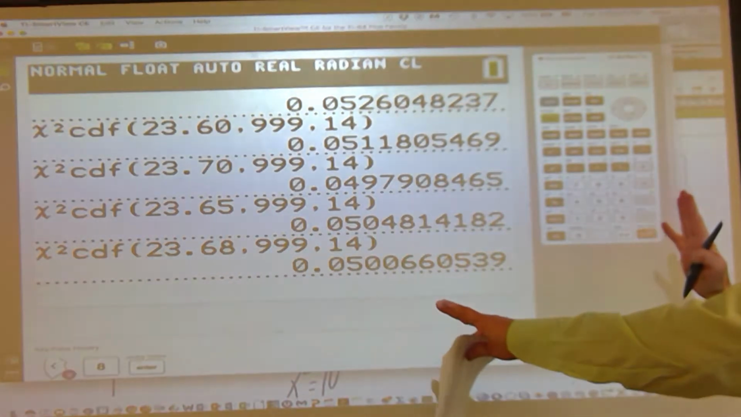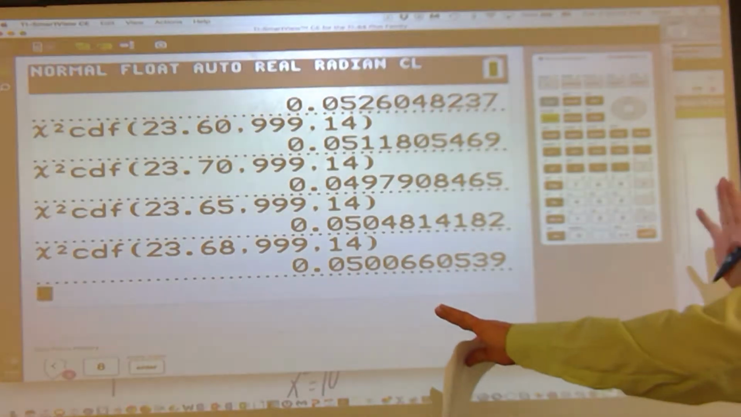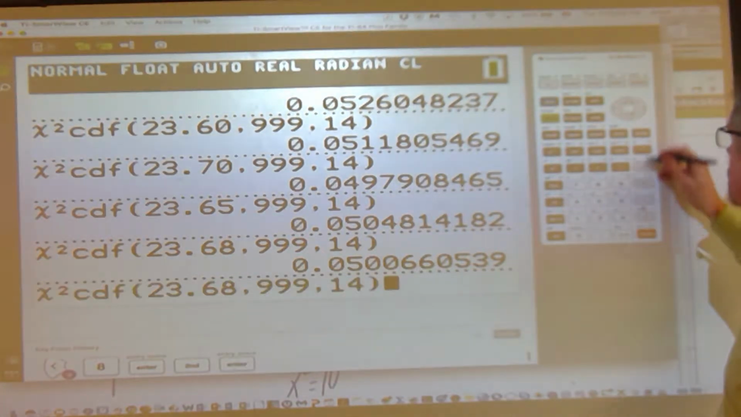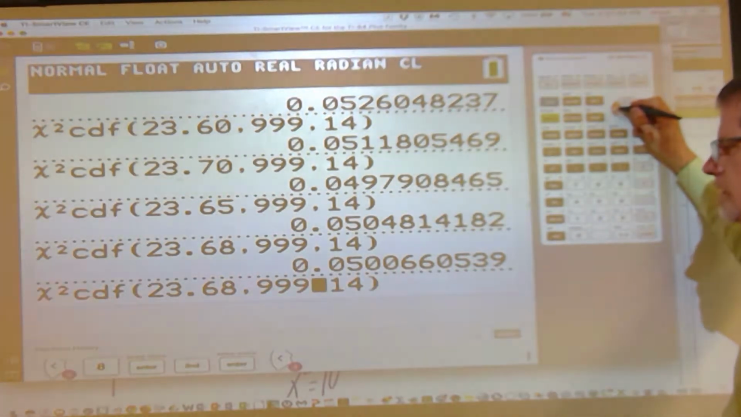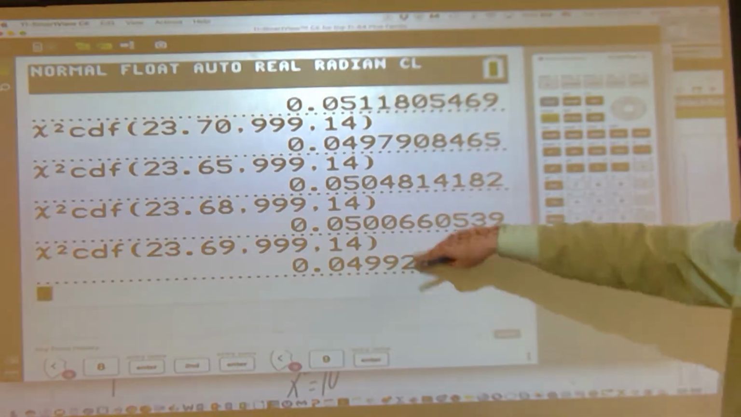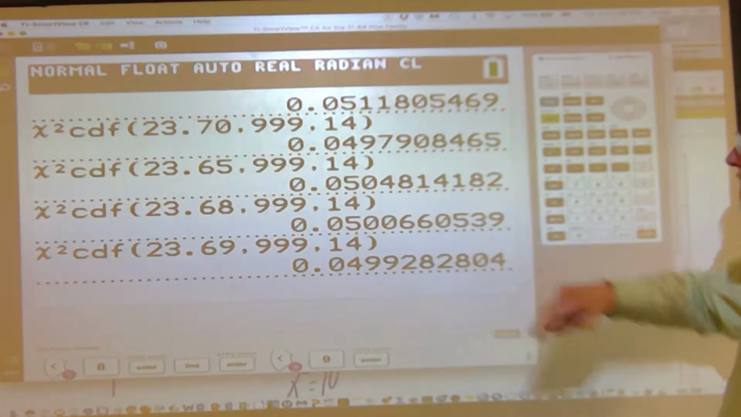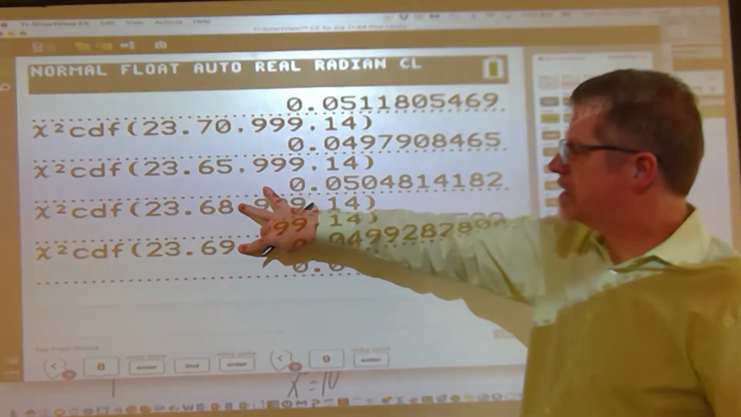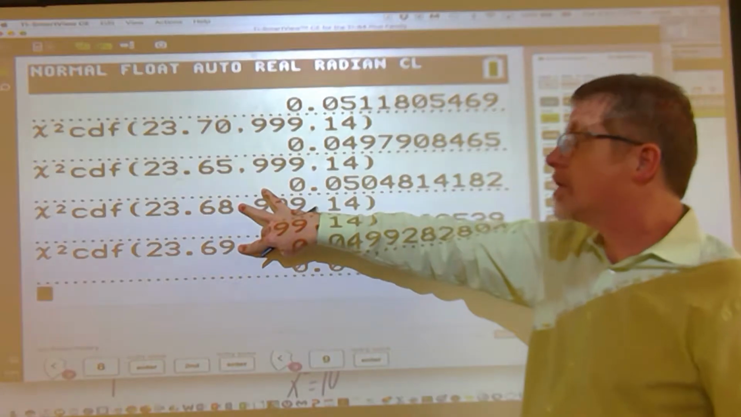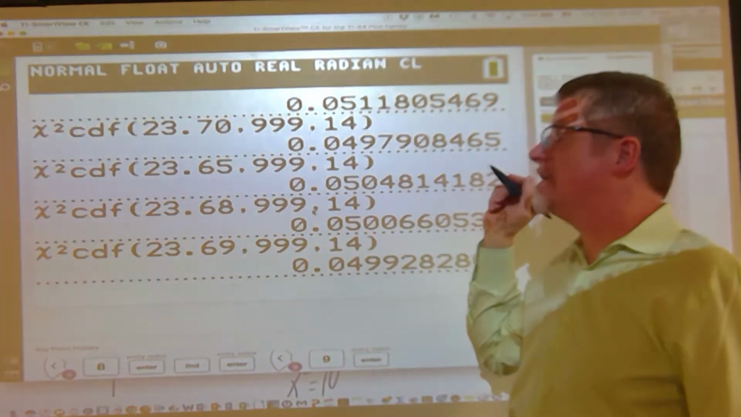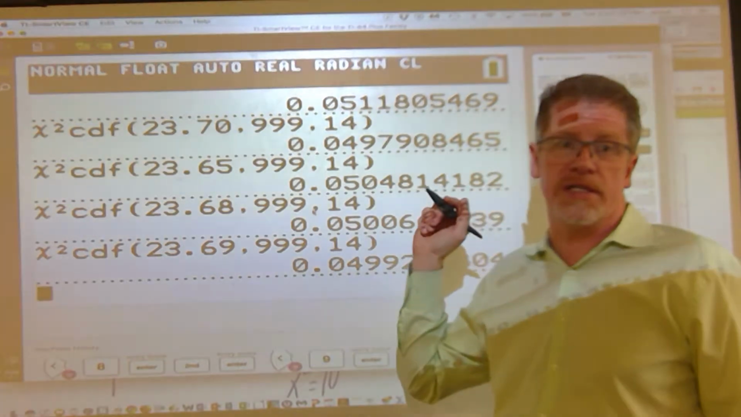It's still technically... go 23.69, I come under. Okay, so it's somewhere between 0.68 and 0.69. So I would accept either of these. If this were a quiz, basically inverse chi-squared, the critical chi-squared value is, I would accept either 23.68 or 23.69.